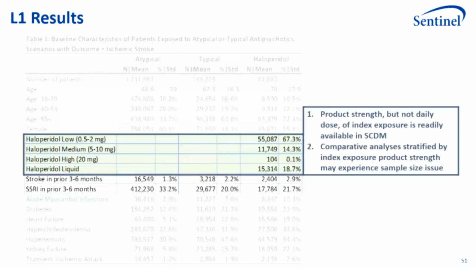And remember that one of the study questions was particularly interested in seeing whether dose modifies the stroke risk among different antipsychotic users. And then particularly when we look at haloperidol, we leveraged the covariate function to explore whether we can proxy this daily dose question using the index product strengths. We had this trial because the product strengths instead of daily dose are readily available in the Sentinel data model.